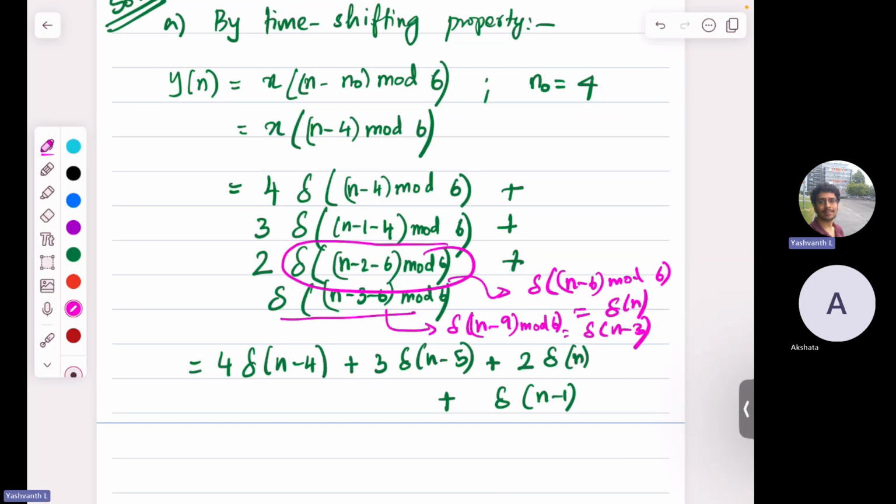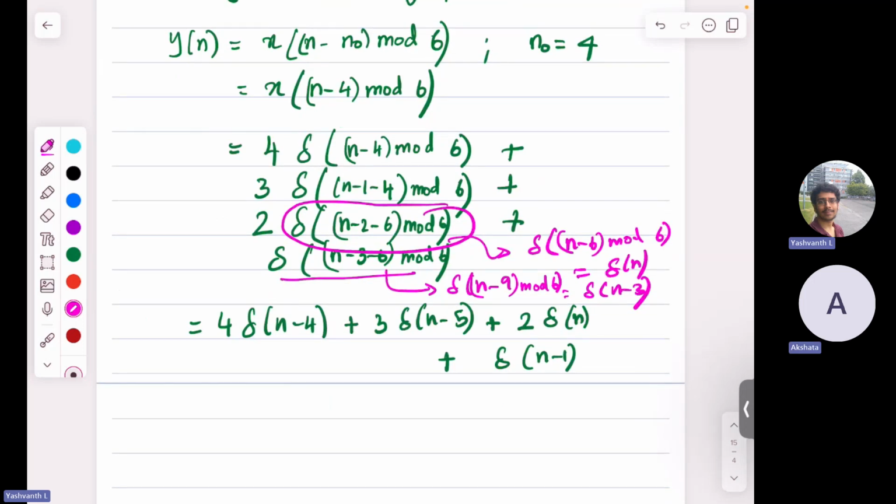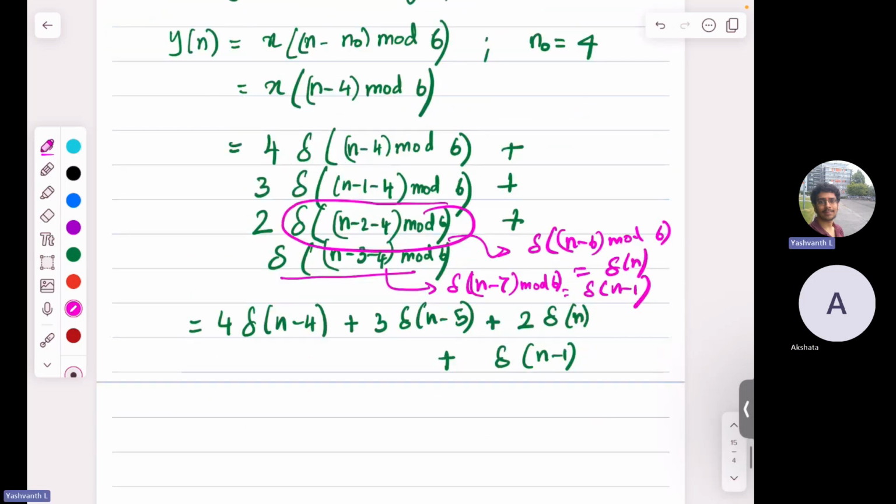Is it correct? Delta of n minus 3 minus 4. Why did I write 6? It's not 6, this is 4. So n minus 2 minus 4, that is n minus 6 mod 6, is delta of n. And n minus 7 mod 6 is the same as delta of n minus 1. Is it okay? Yes, sir. So this is basically your y of n.